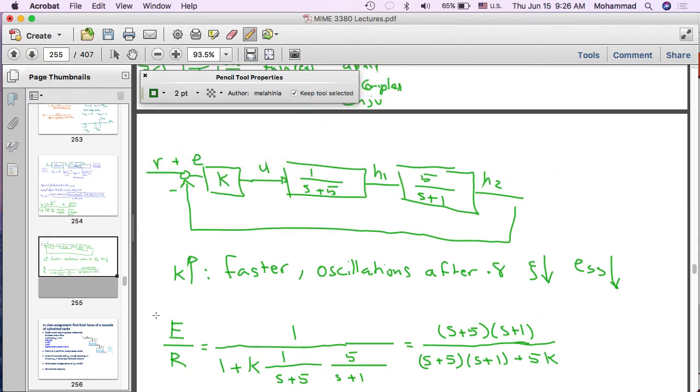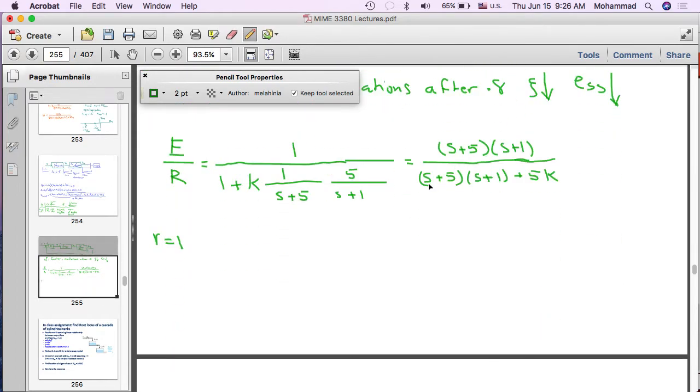Look at the feedback loop. When you say R is 1, you're saying I want h2 to get to 1 and stay at 1. That's what you're saying by choosing R to be 1. So if R is 1, what is R of s? It is 1 over s. So you can find steady state error from this transfer function by using the final value theorem. Error steady state is equal to the limit of s times E of s when s goes to 0. That's the theorem. So s comes from the theorem.